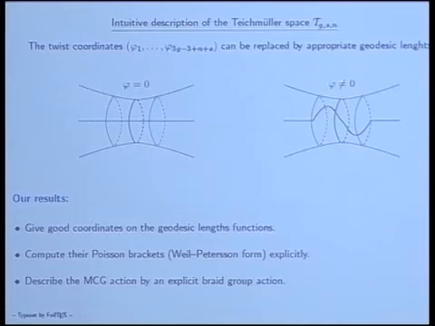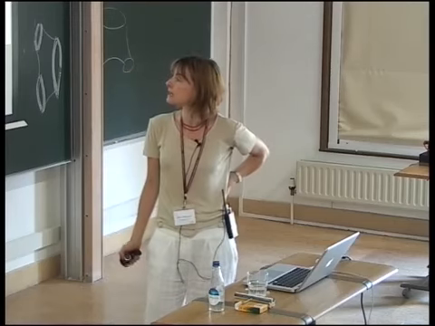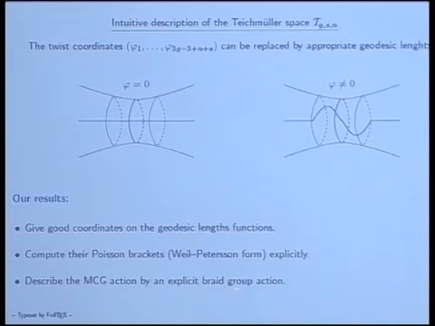First of all, we can compute the Poisson brackets. There is a result saying that the Teichmuller spaces are symplectic manifolds, and there is a symplectic structure on them which is called the Weil-Petersson form.